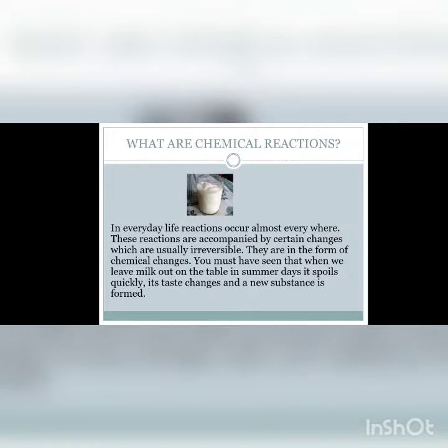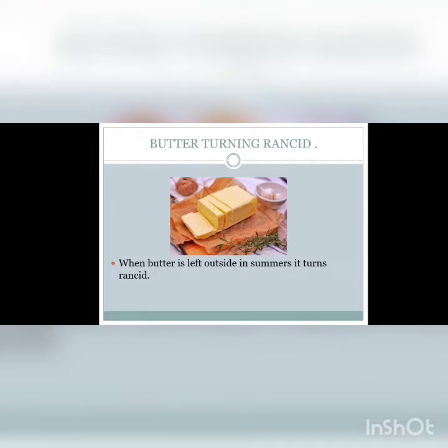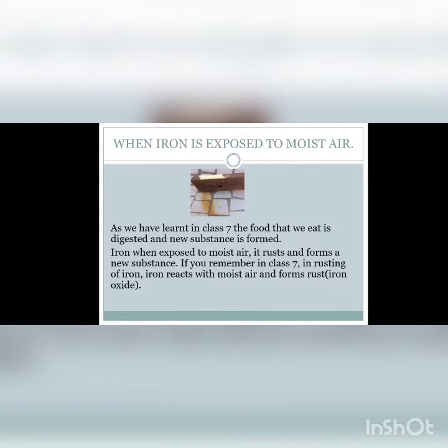They are in the form of chemical changes, and you must have seen that when we leave milk out on the table in summer days, it spoils. The taste changes and a new substance is formed. Butter turns rancid. Food, when it gets digested, a new substance is formed. Iron, when exposed to air, forms rust.